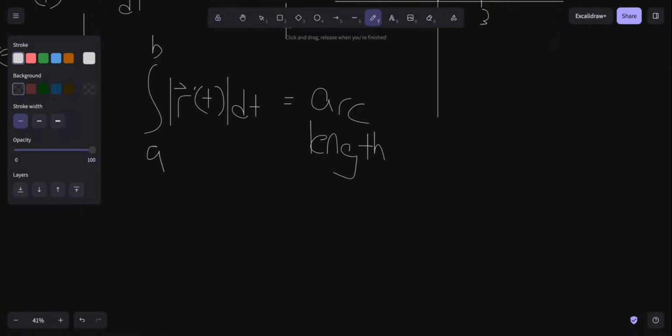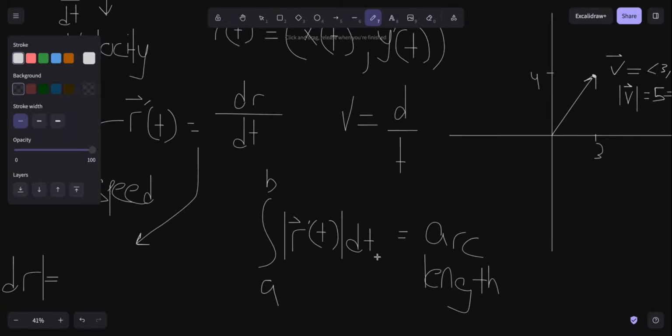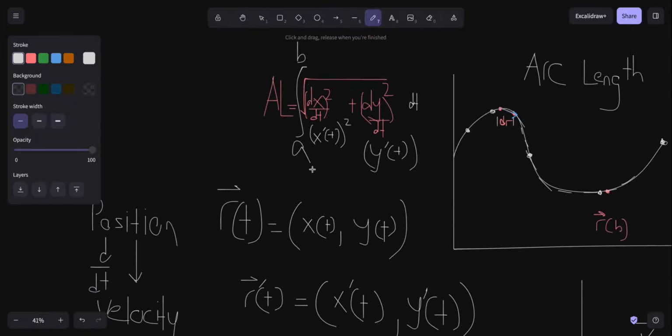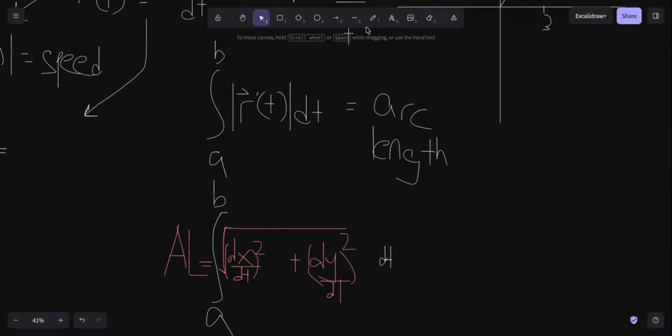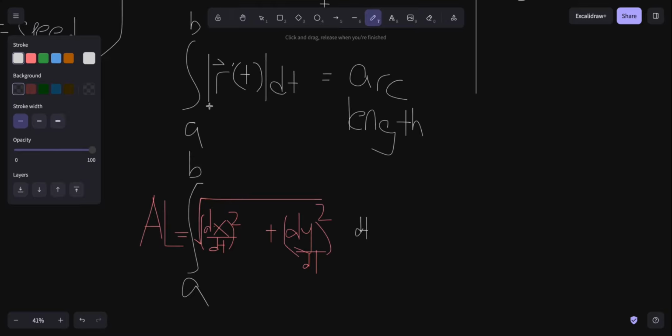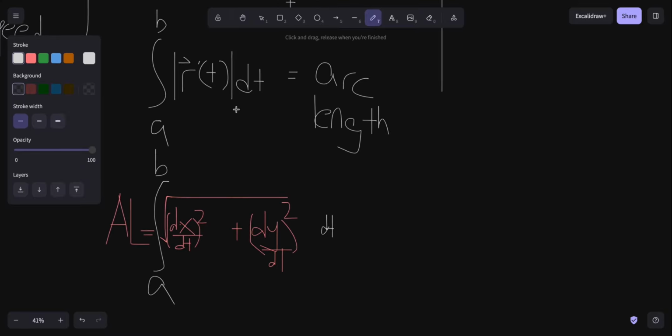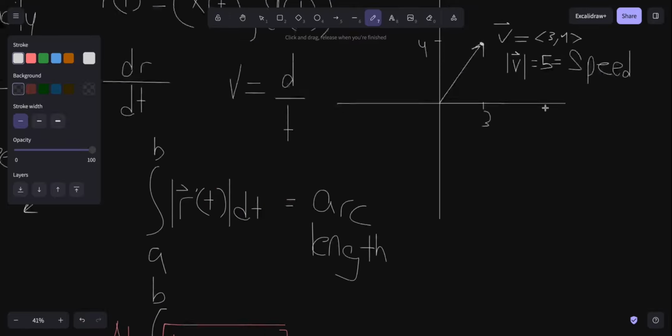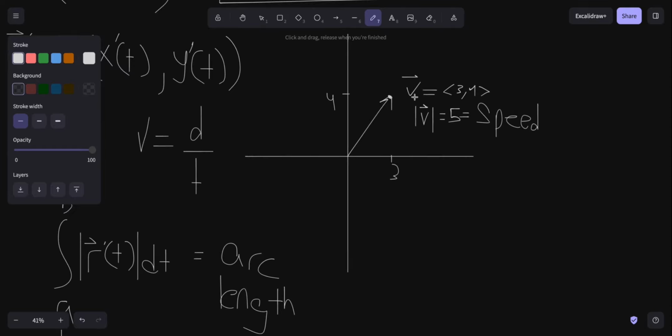Now, you might say, well, Ryan, why is this arc length formula equal to the arc length formula that we saw before? Well, if I want to take the absolute value of a vector, I'm just going to have to use the Pythagorean theorem on its components. So if I'm trying to find the absolute value of this vector v, I'm just going to square the components.